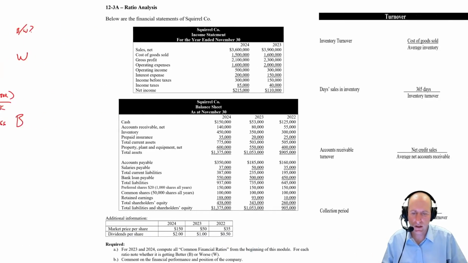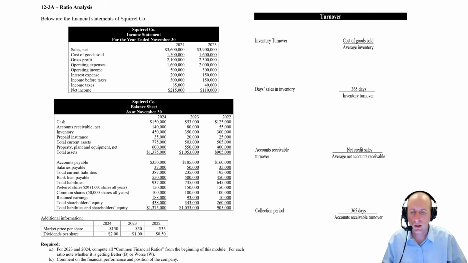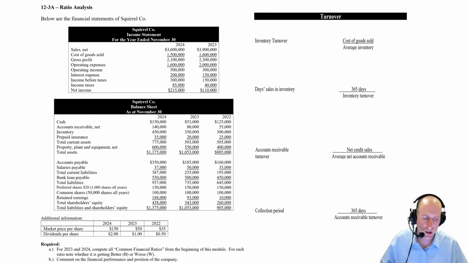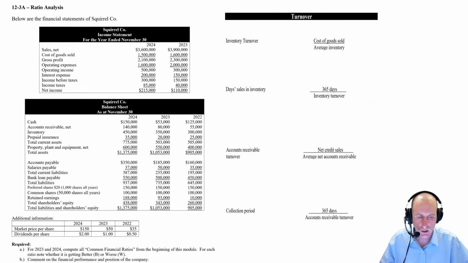The next batch of ratios we have to do are turnover ratios. Turnover ratios measure efficiency. We look at two types here: inventory turnover, that's how well you're selling through your inventory, as well as receivables turnover, that's how effective you are in collecting your debts, the people that owe you money. So here we go.